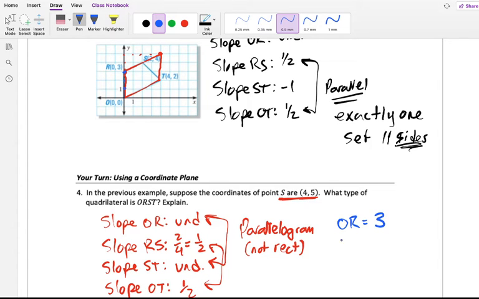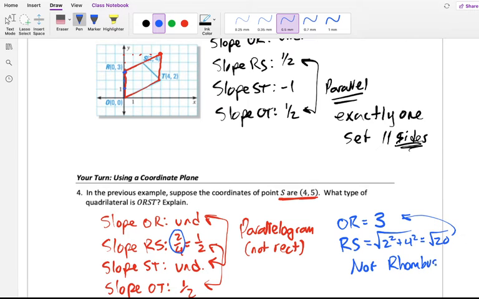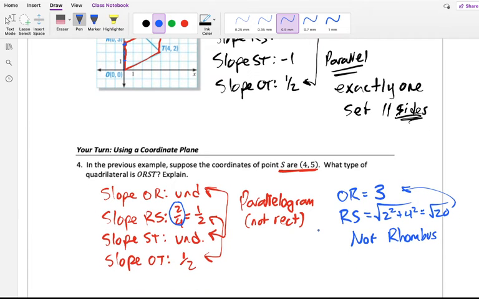And now for the length of RS, I'm going to use my unreduced slopes that were over here, the 2 and the 4, because that's the change in my X and the change in my Y. And this is going to be like the square root of 20, and that's definitely not 3, so this is not a rhombus either. I don't need to bother checking anything else, because a rhombus would have 4 congruent sides, and I just showed that 2 of them are not. So parallelogram is going to be our most specific answer that we can have this time around.